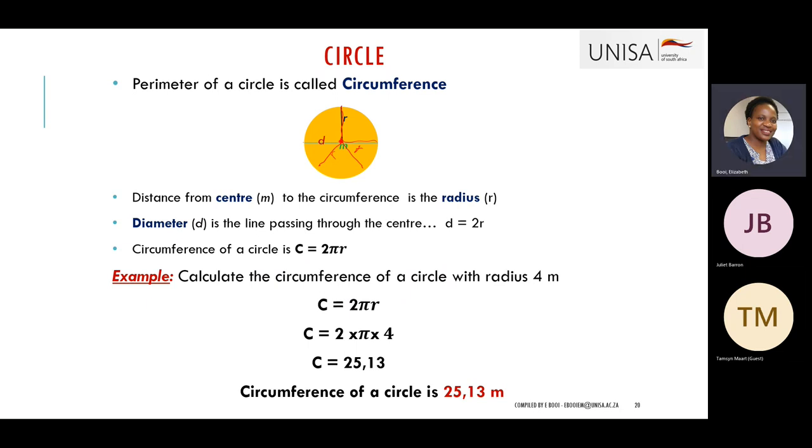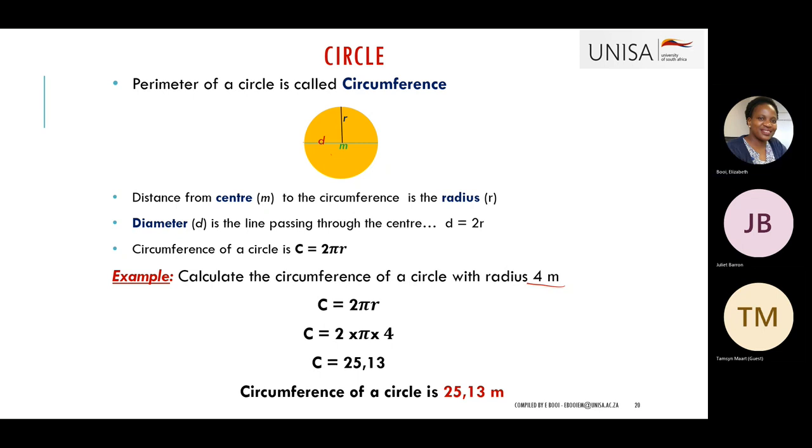To calculate the circumference of a circle, we use 2 pi r. In our example, calculate the circumference of a circle with a radius of 4 centimeters, or sorry, of 4 meters. Here they gave us the radius, so it makes it easy to substitute. In the exam or in the assignment, they might not give you the radius, but they might give you a diameter. Always remember that. If they gave you a diameter, you just need to make sure that you divide that diameter by 2 so that you create a radius.